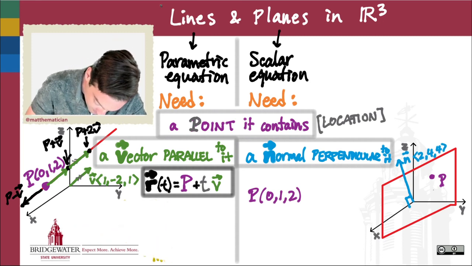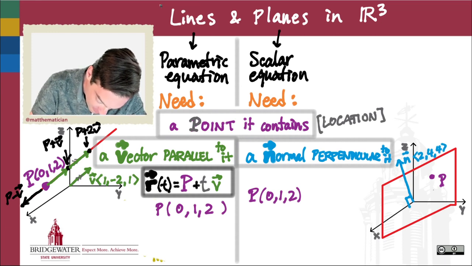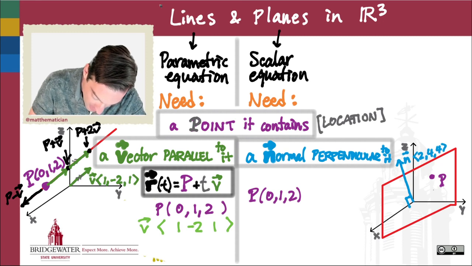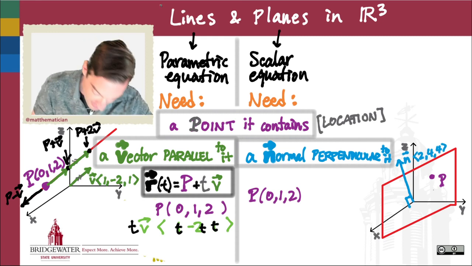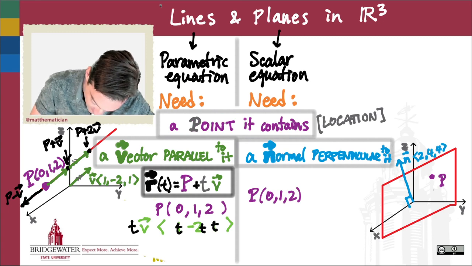So if p had the components 0, 1, 2, and v here had the components 1, negative 2, 1. This was v. So if I then multiply this v by my parameter t, then that's going to be t, negative 2t, t. And then if I add those together, that's going to give me a set of components for my parametric equation for this line, p plus tv.